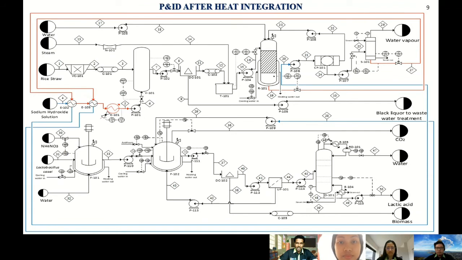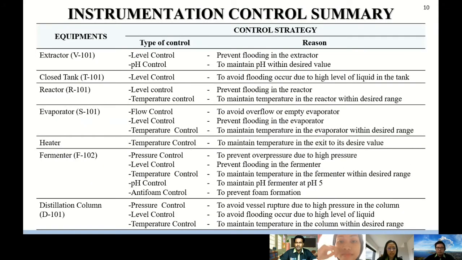These are the P&ID of the heat integration. For the instrumentation control summary, we have 7 pieces of equipment which we need to control. The types of controllers are level, pH, temperature, flow, and anti-foam controllers. The reasons for using the controller have been identified for each equipment.